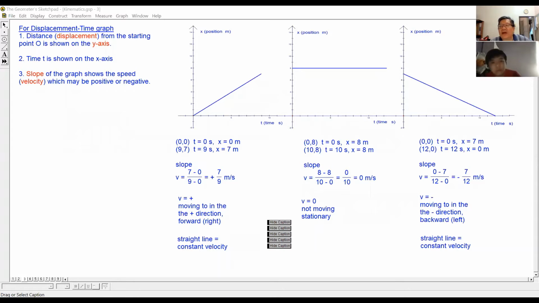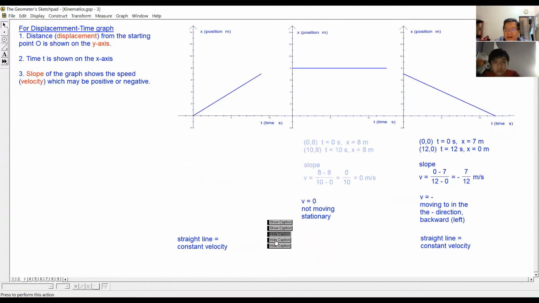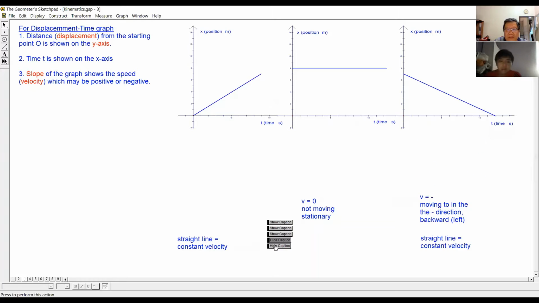on two types only. The other third type, not very important, right? Now, first one, displacement time graph, right? So we're going to look at displacement time graph. Okay, never mind. Now, there are three things that you need to know regarding this displacement time graph.